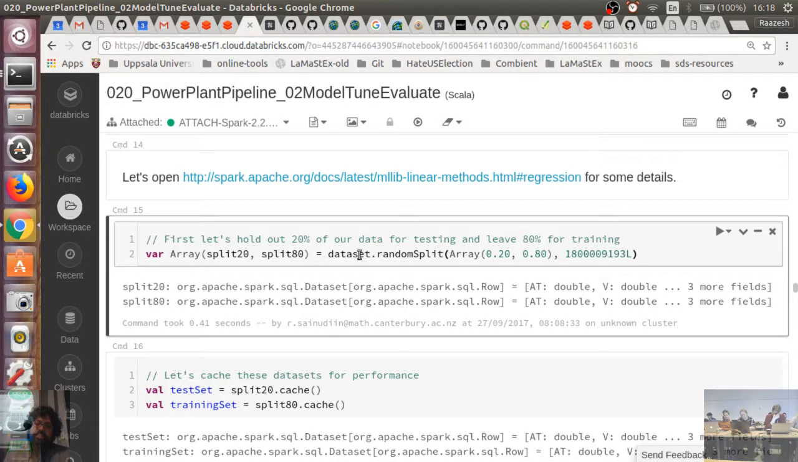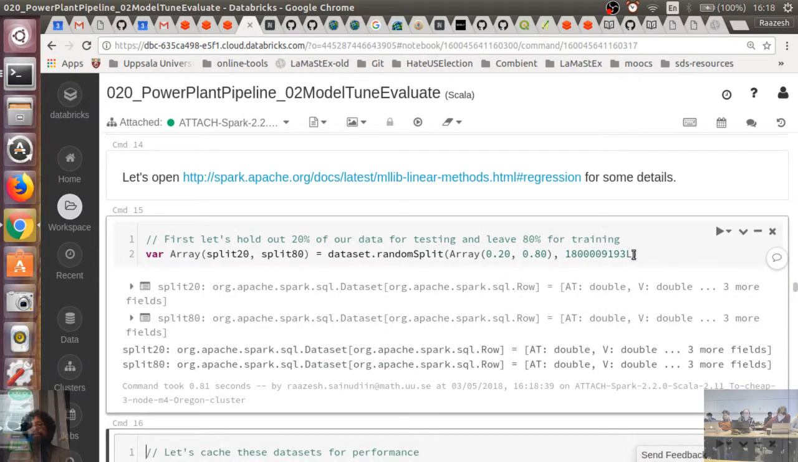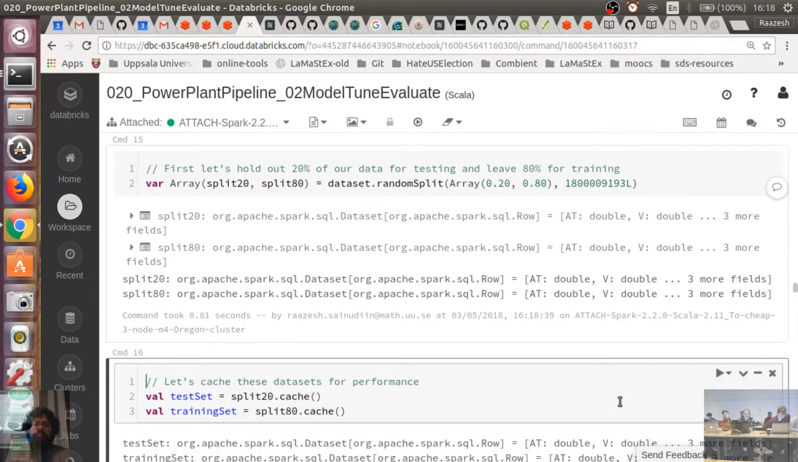So what I'm doing is I take my data set and I call this method called randomSplit, and then I give it an array 0.2, 0.8, a 20/80 split. And those are going to be the names for split 80 and split 20. And then I'm giving it some arbitrary seed, with the capital L. This is the seed of the pseudo random number generator that's going to help me make this split. So now I have my split 20, split 80, which is for testing and training.